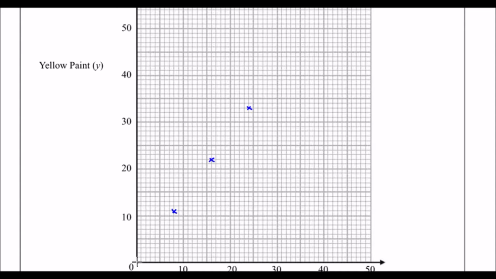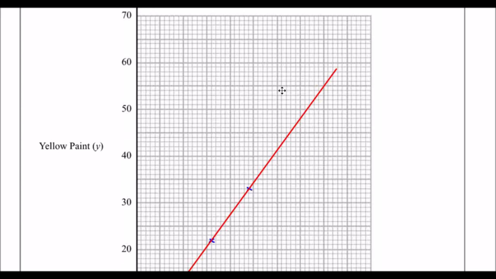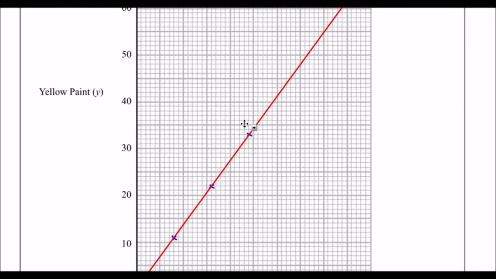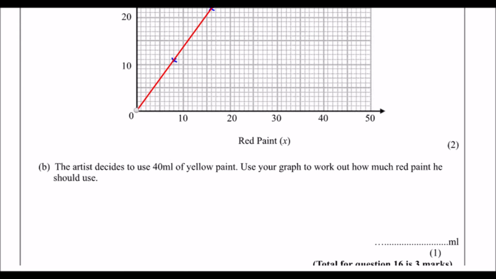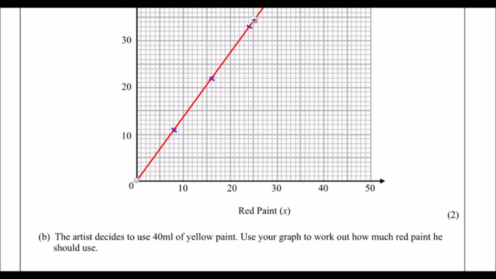So I should have a straight line like so. And extend it as far as I can. And it should go through 32, 44, which it does. So the artist is going to use 40 milliliters of yellow. How much red should he use?